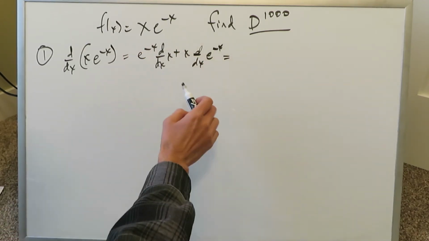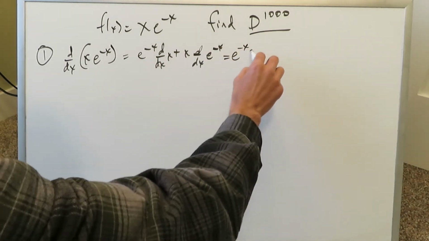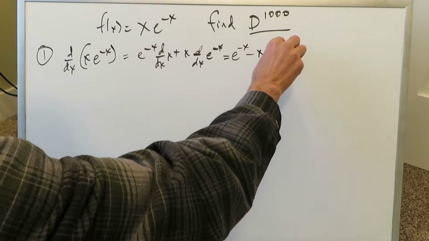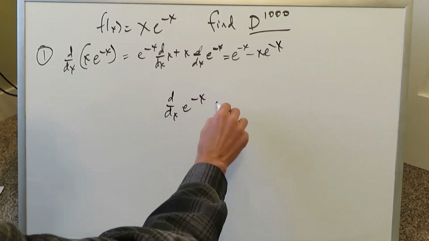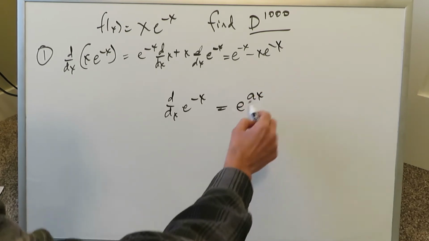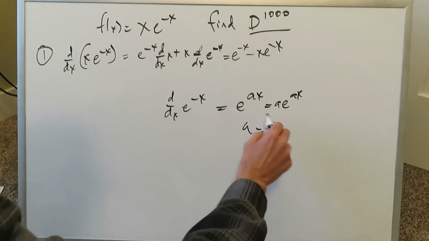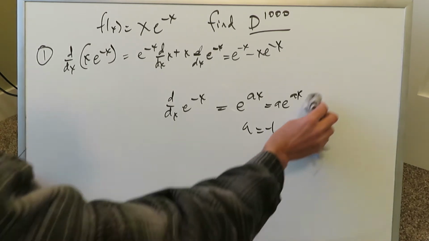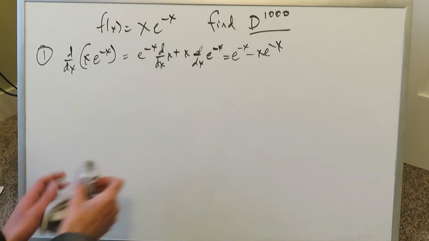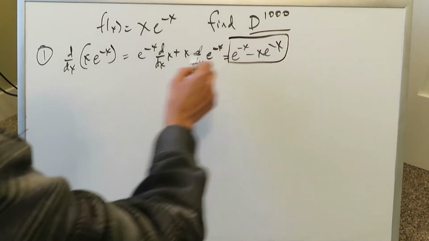And you know these functions are easy with regards to their derivatives. This becomes e to the minus x, and that becomes minus x e to the minus x. Why is that? Because the derivative of e to the ax is always a e to the ax. Here a just happens to be minus 1, so you end up getting e to the minus x minus x e to the minus x. That represents our first derivative. That will feed in now as our input for the second cycle.